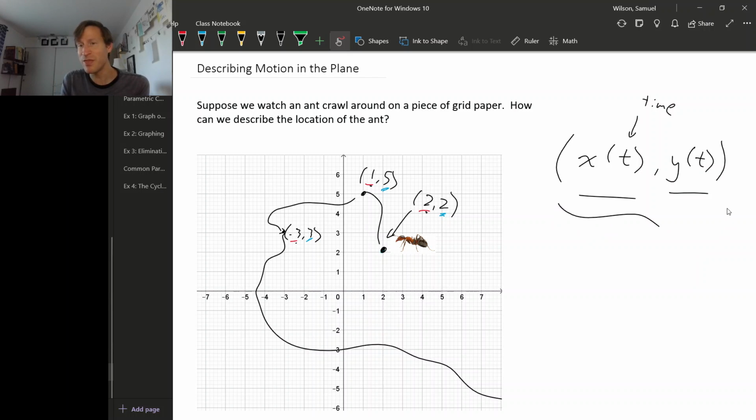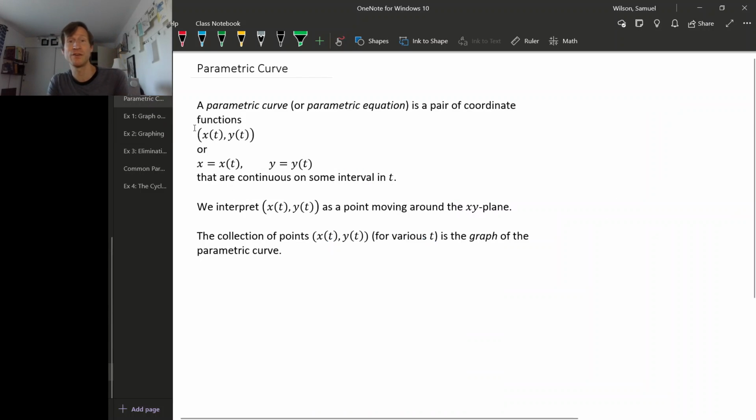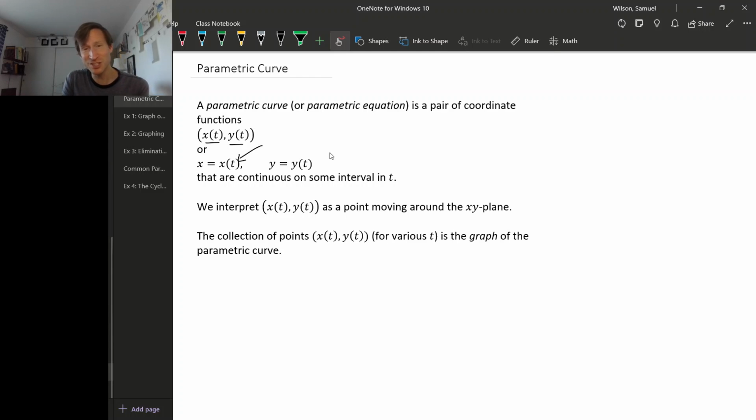This sort of thing, a point that moves around the plane as a function of time, is called a parametric curve. So a parametric curve, or some people call them parametric equations, is just a pair of coordinate functions, x of t and y of t. Some people like to write them like this: x equals some function and y equals some function. And we're going to insist that these functions be continuous on some interval in t.